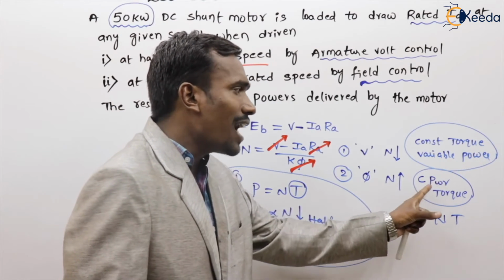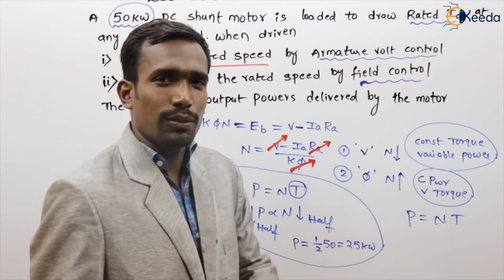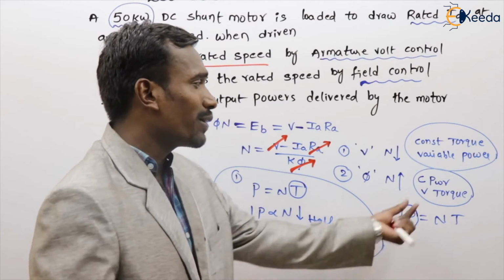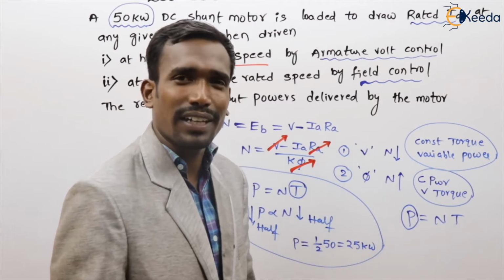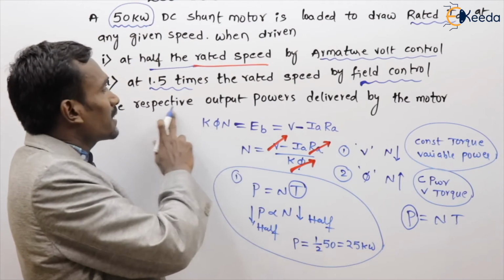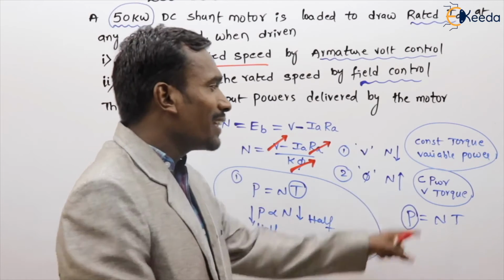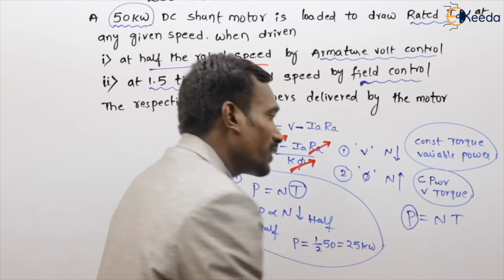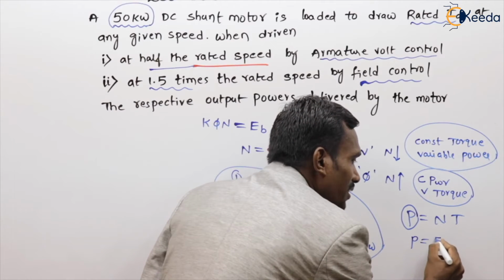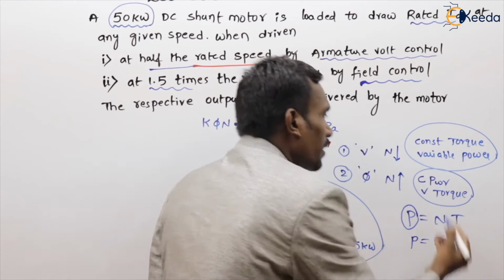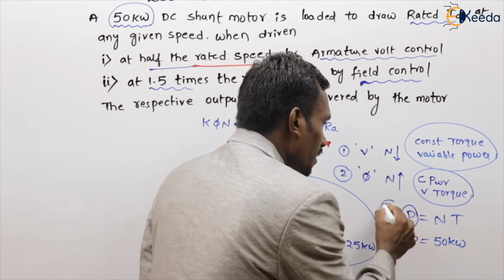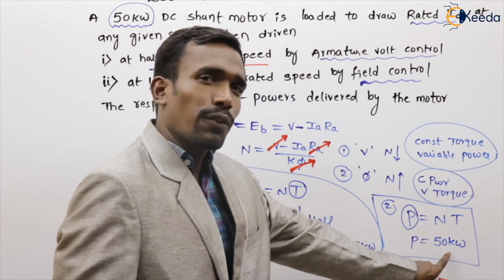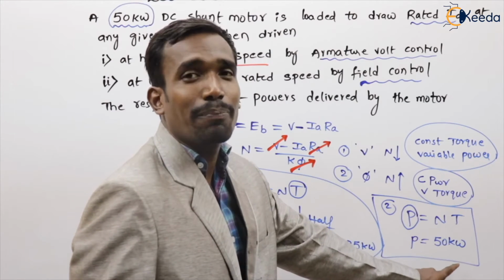And here, the constant power variable torque drive. The power is constant. I told you the power is constant. Of course, torque is varying. But he asked us the respective output powers. In this condition, the power is already constant. Then tell me, what is the power in the second condition? Constant, nothing but the same power, 50 kilowatts. In the first case, 25 kilowatts. In the second case, 50 kilowatts, because this is a constant power drive.